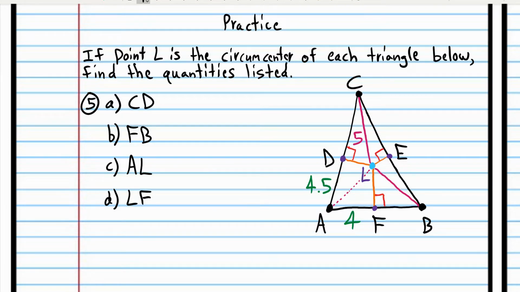So if they're perpendicular bisectors, that means that this segment bisects this side, which means that if DA is 4.5, then DC must be 4.5 also. So that's just based on the definition of perpendicular bisectors. FB, same situation over here. If AF is 4, then FB must be 4 also. Because again, this is a perpendicular bisector, so it bisects this side.